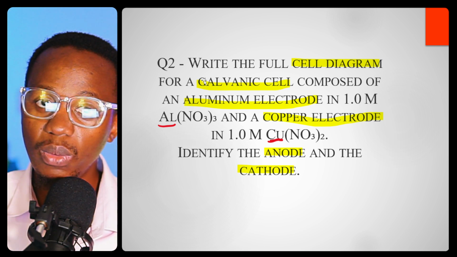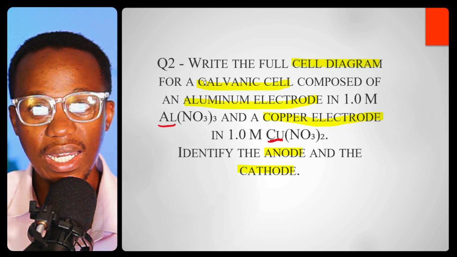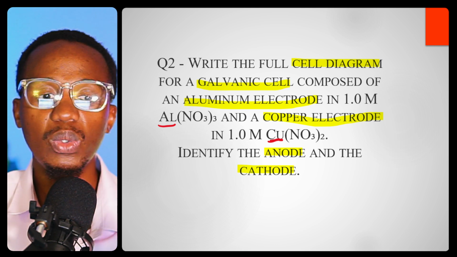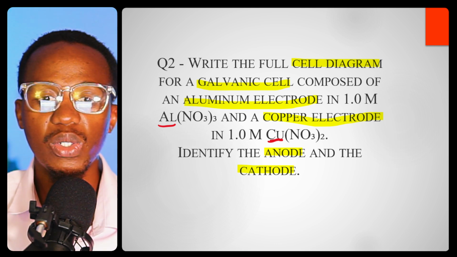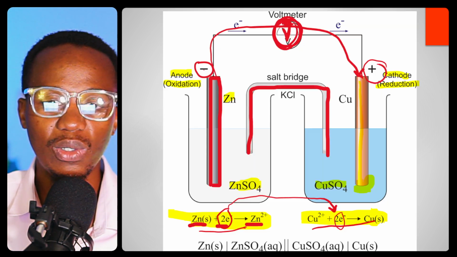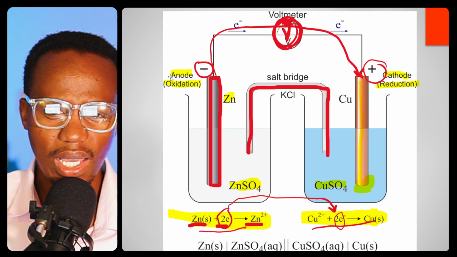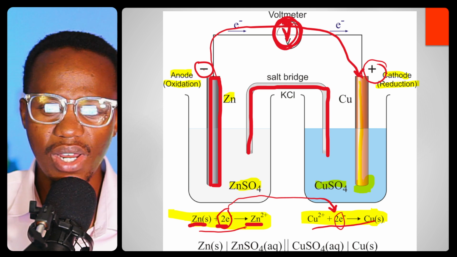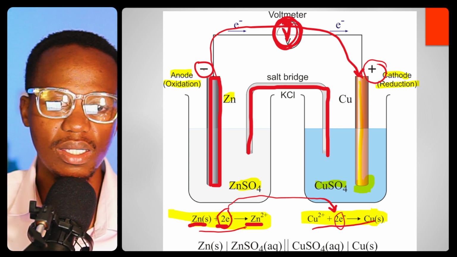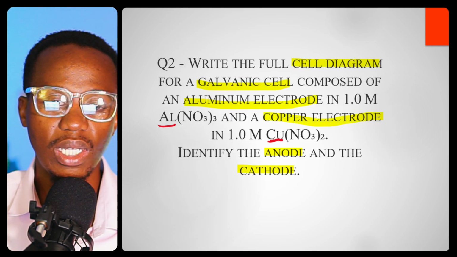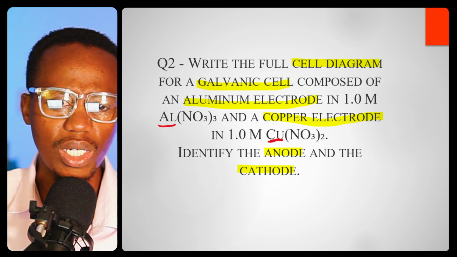Meaning that the metal with the highest reduction potential will gain electrons, and then the other one will lose its electrons, right? So make sure that you build something that looks like this, where you give me the anode, the cathode, the half reactions, the cell. So build this in terms of these two, okay? And that's your second question.